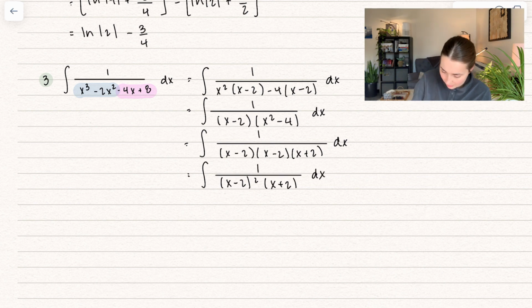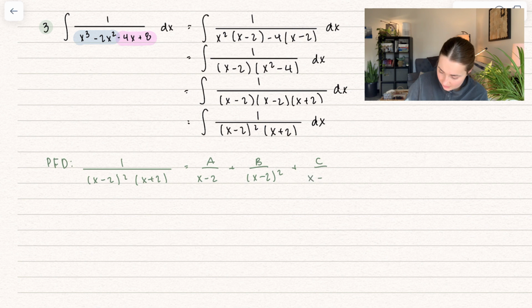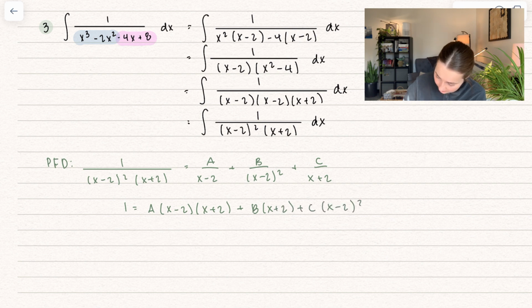So let's go ahead and set up our partial fraction decomposition. So we get a over our normal x minus 2 plus b, and now we take our repeated term and square it, and then that x plus 2 is totally fine. It's just hanging out. We get another term, c. So now we're going to multiply by the entire denominator, so we're left with 1 on the left side. We get a times x minus 2 times x plus 2. And then for b, we only have x plus 2 left over. And then for c, we have x minus 2 squared left over.